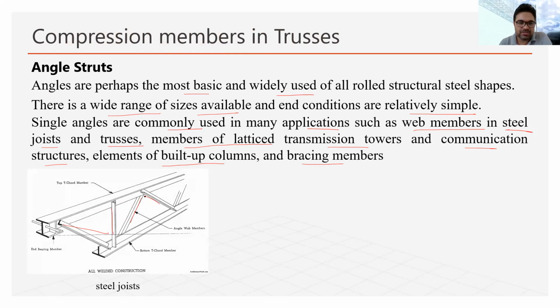In the steel joist, this part is called the web members. So angle sections are used as web members in the case of steel joists. This is the structure of a steel joist. It is being used in many structures. This is actually a kind of built-up beam, in which we use this angle section. The angle sections in this case are under compression. That is why we are designing compression members in such cases.